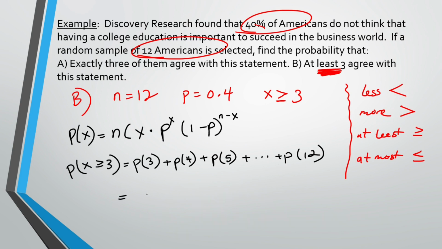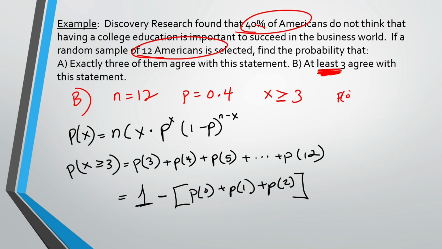I am going to subtract from 1. I'm going to do 1 minus the stuff I don't want. And the stuff I don't want is P of 0 plus P of 1 plus P of 2. That's everything in front of P of 3. That stuff we don't want. So to calculate P of X being greater than or equal to 3, we'll just subtract from 1 P of 0 plus P of 1 plus P of 2.